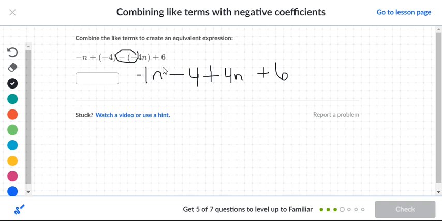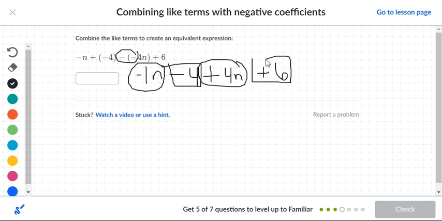Now we'll go ahead and code it. So we'll circle our letters. Make sure you include the sign in the letter. Circle, include the sign in the letter. Now, as for the numbers, we'll put those in boxes. So we have a -4, a -1n plus 4n.